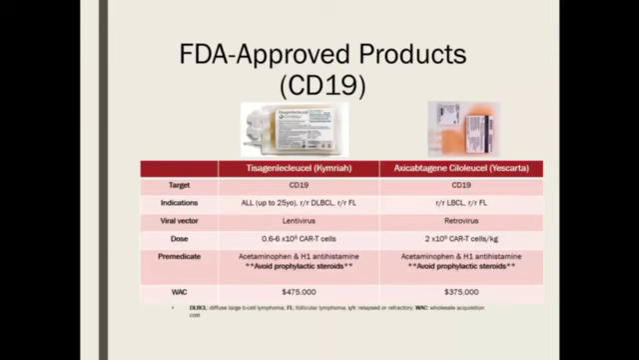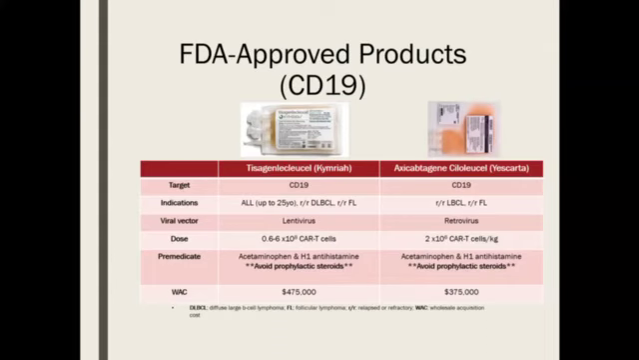We have, I believe, 6 FDA-approved products currently, 4 for CD19-directed products, and BCMA for 2. I'll go through all the names, as well as there's some specifics here on the slides for what they're approved for, pre-medications, as well as wholesale acquisition cost, or WAC cost.